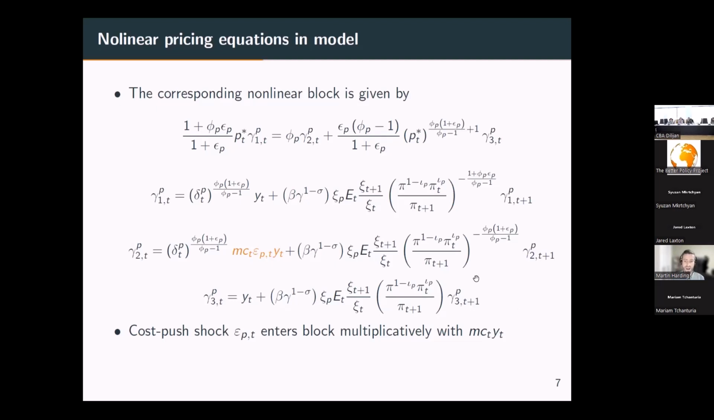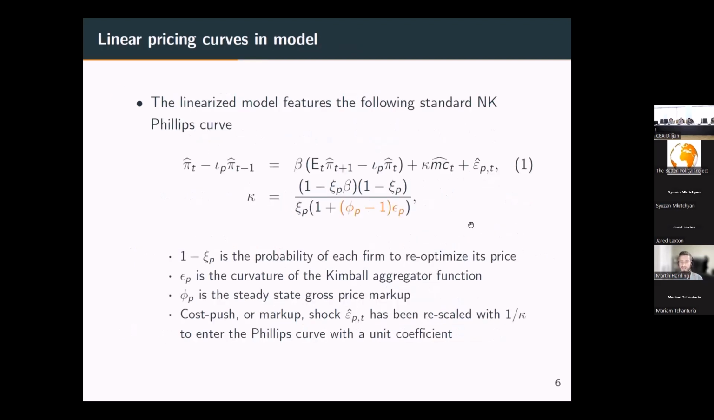And what we are going to have is that we can only infer the slope of the Phillips curve doing model simulations. So it's not going to be so important for us to go through the details of these equations here. I just want to show you that in this system, now the markup, or cost push shock here, enters multiplicatively with the marginal cost and output, not additively like I was showing you here in the previous slide.